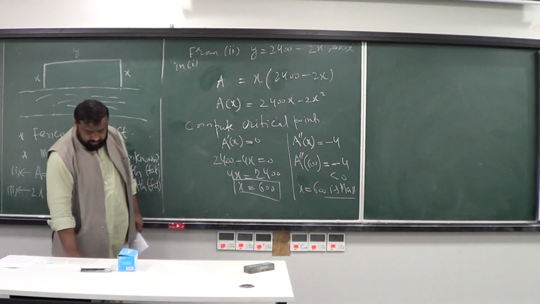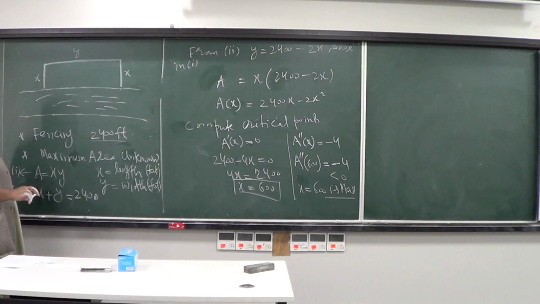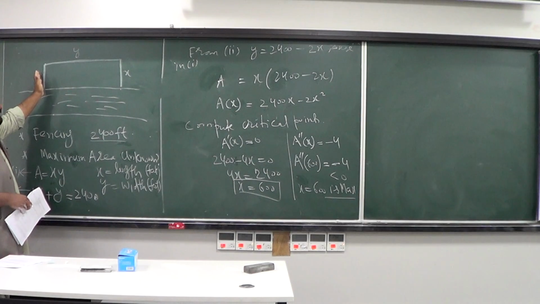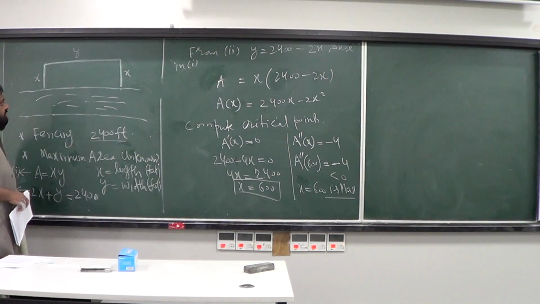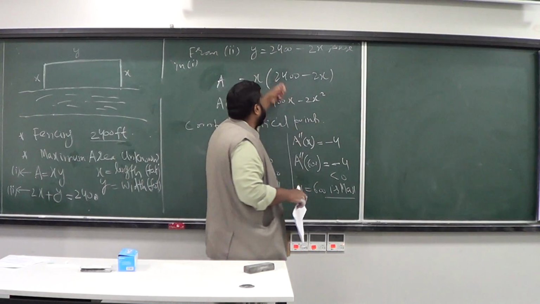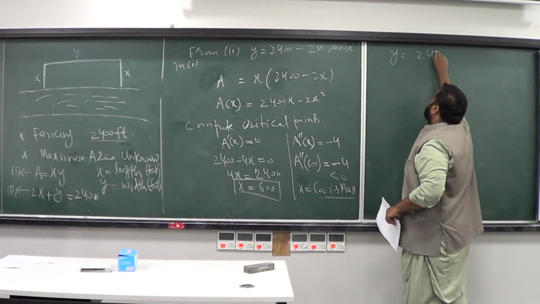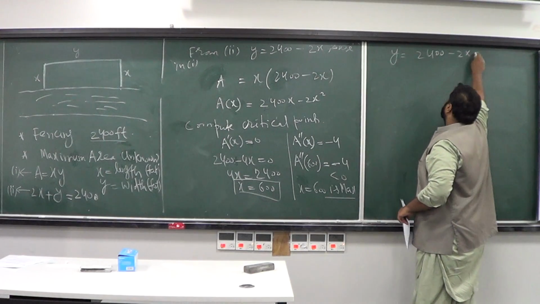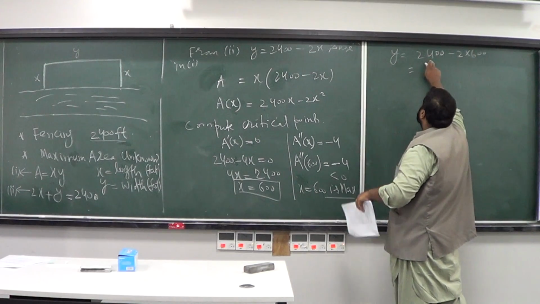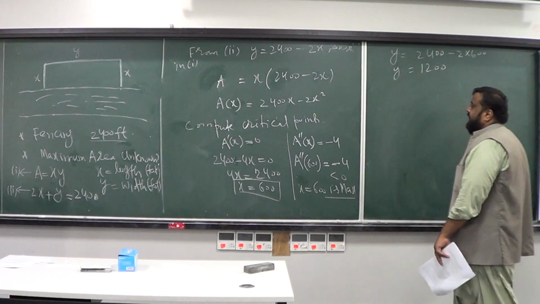So we know the length of this area. Now what would be the width? We know how the width and the length are related, so just take this and substitute it into y. So what are you going to get? 2400 minus 2 times 600. So it is going to be 1200. So 2400 minus 1200 is going to give you 1200. So this must be the dimension.